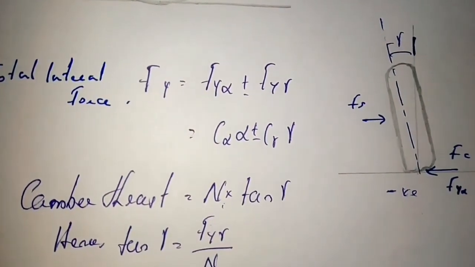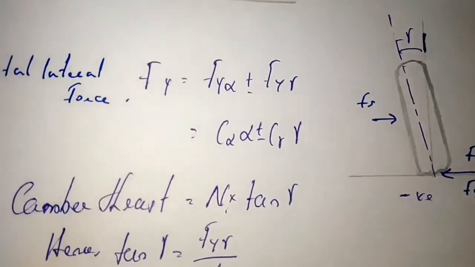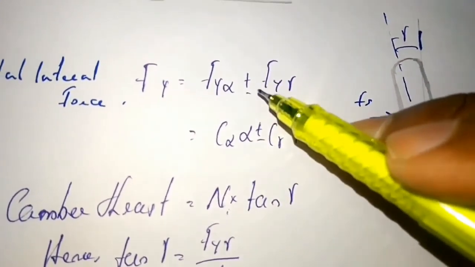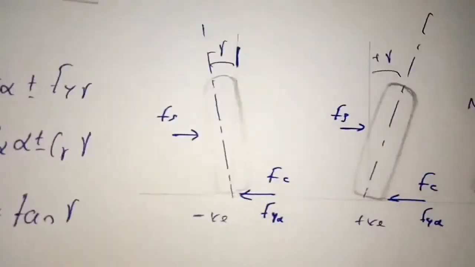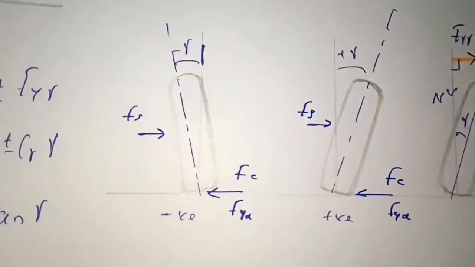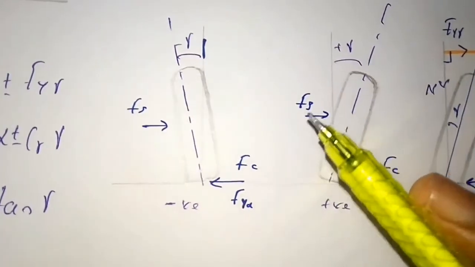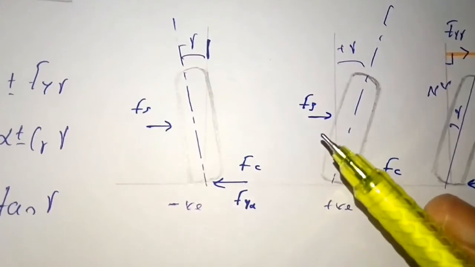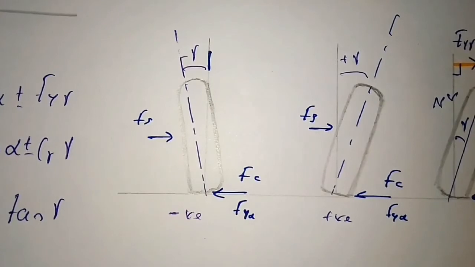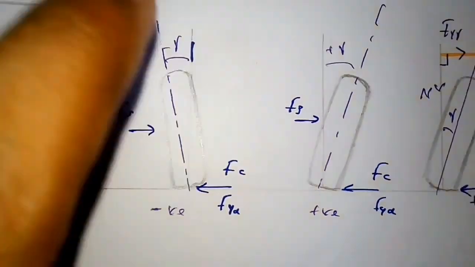The total lateral force is a sum of cornering force as well as camber thrust. But depending on what type of camber is in the tire, the sign will vary, whether it will be addition or maybe subtraction. With respect to the type of camber angle, the direction of camber thrust will vary. If both the cornering force and camber thrust are in the same direction, we will use the addition sign. If they are in opposite directions, we will use the subtraction sign.